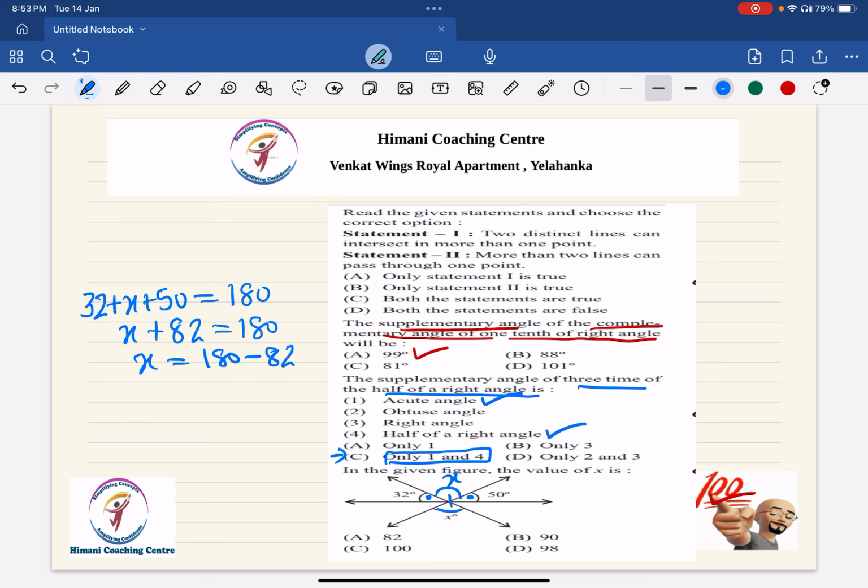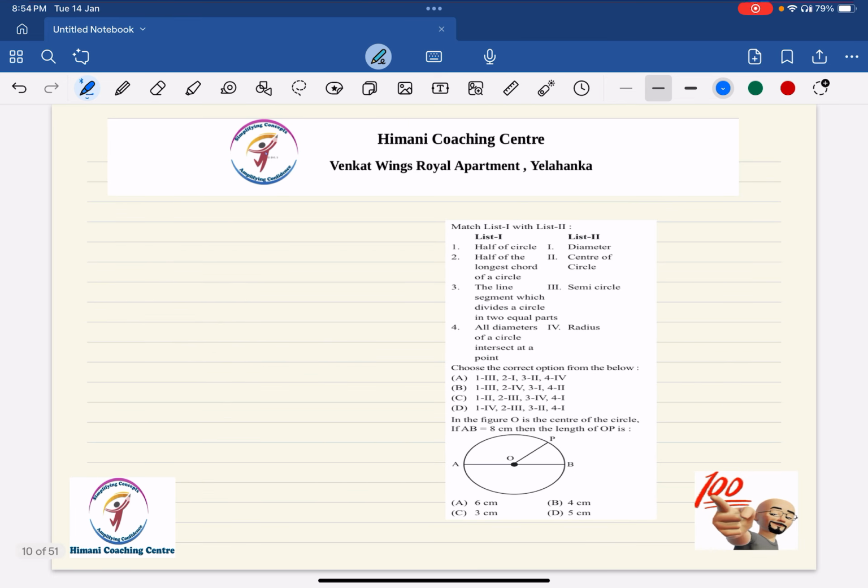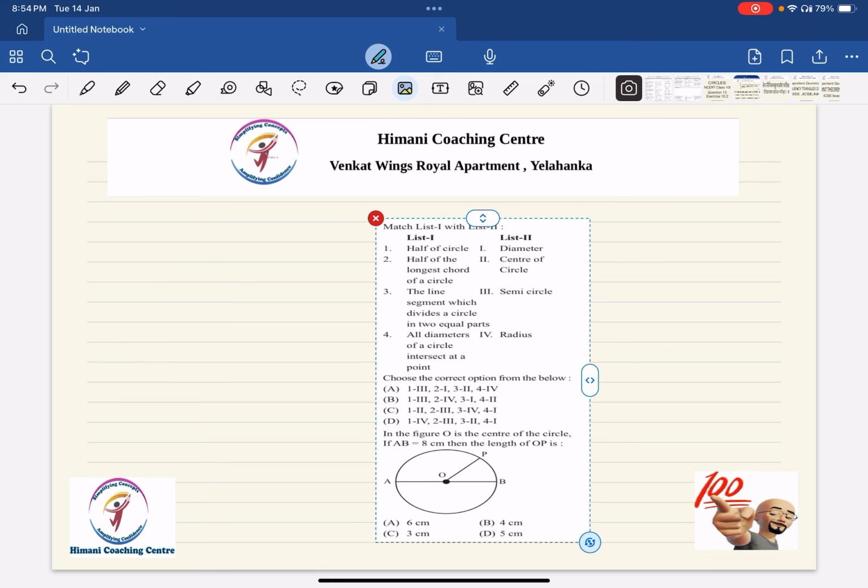Okay, so what is 180 minus 80? 100. And what is 100 minus 2? 98. So the value for x is 98. Okay, let us move to next question. Okay, again, let me quickly try.